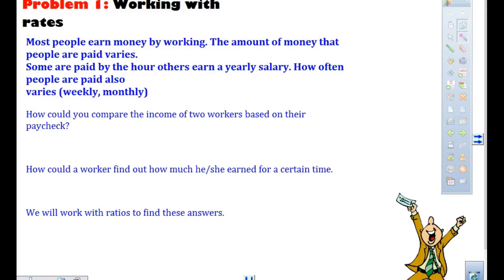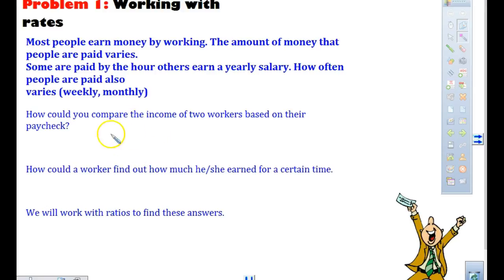What would be something you'd need to know if you're going to compare how much money they're making? One thing, Sammy, might be what? Greta, do you have something? How could I compare them? What do I need to know? How much they do make.